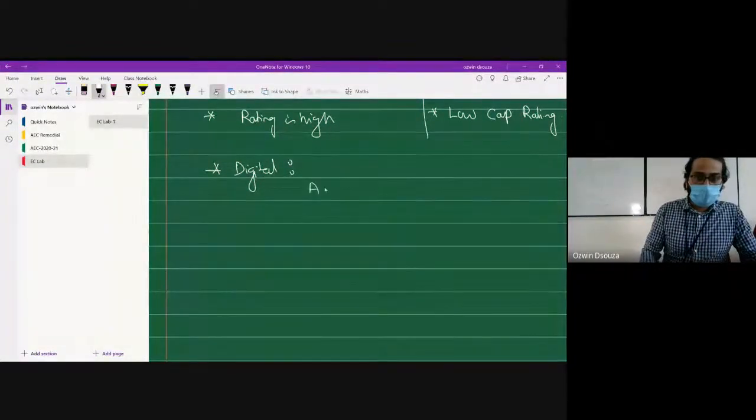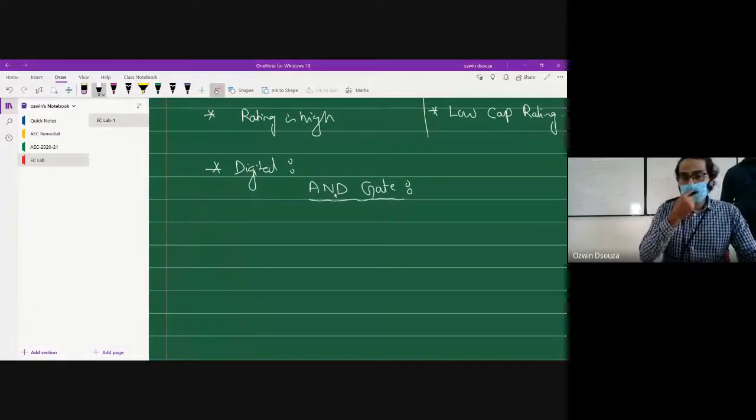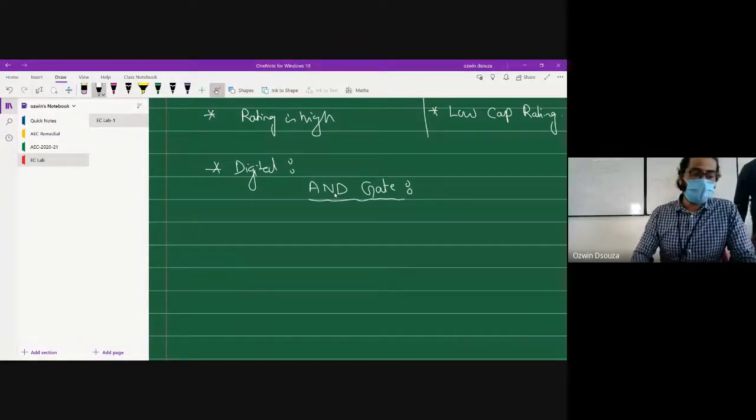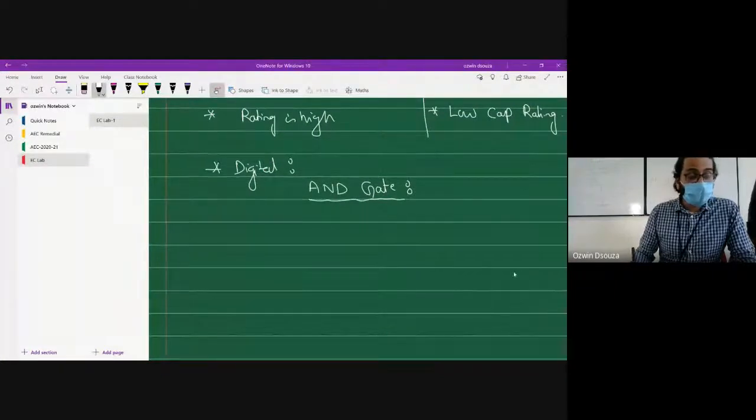So let me consider the AND gate, because this gate we have been studying right from 11th and 12th. If you go to a market and say, give me one gate, the shop person will ask which gate. You will say AND gate. But the person who is selling that particular gate will not know whether it is AND, NAND, NOT, etc. What he knows is the number.